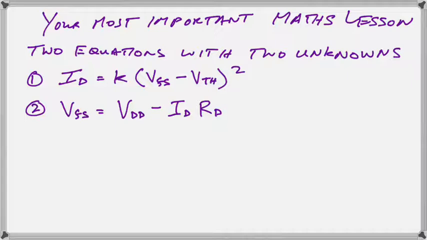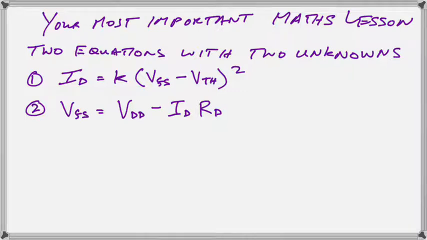As you look at the two equations here, K, VTH, and RD and VDD are all constant values which you know. The things that you do not know, the unknowns in this equation, are ID and VGS. So those are the two unknowns.